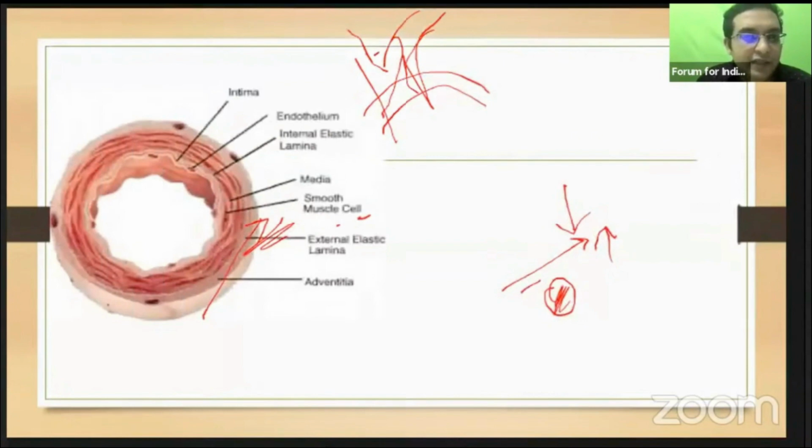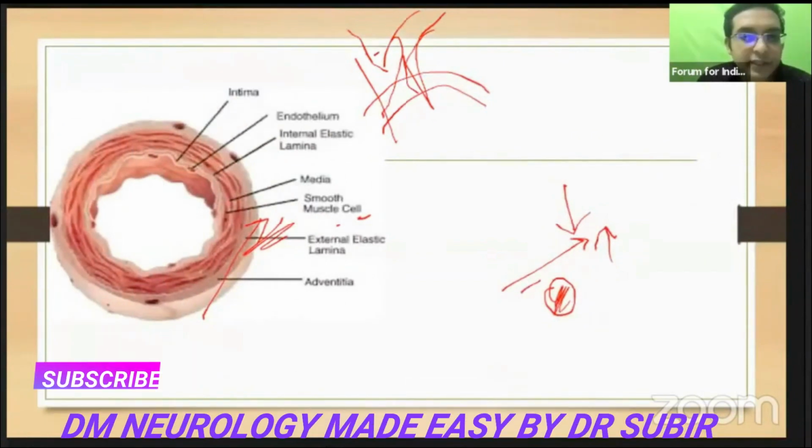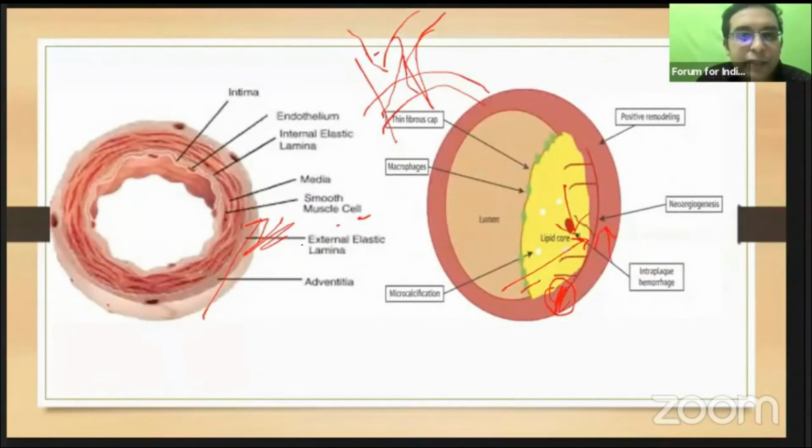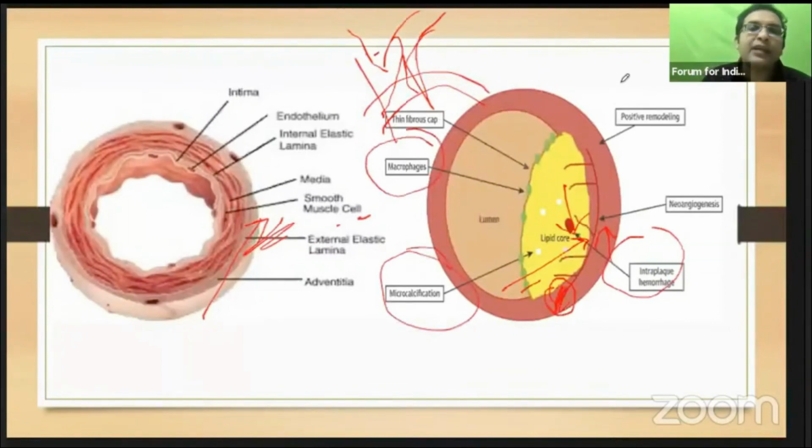And this is actually the change in the plaque. Actually, you can see the lipid core. This atherosclerosis causes accumulation of lipid materials within, and further there is intraplaque hemorrhage. There is microcalcification, and the macrophages. And sometimes, as you know, a question could come.